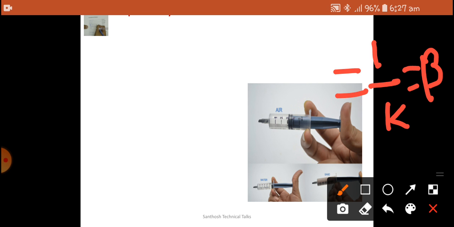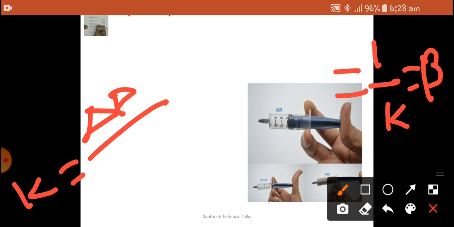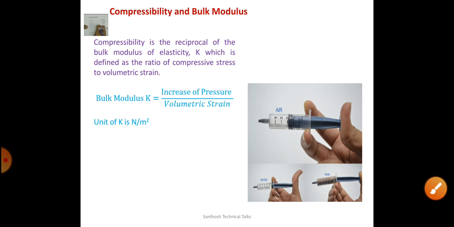So what does it mean? Bulk modulus K is the direct stress or hydrostatic pressure to the volumetric strain, that is the change in volume per original volume. This is the formula for the bulk modulus. The compressibility is the reciprocal of the bulk modulus of elasticity K. It is defined as the compressive stress to the volumetric strain, or for bulk modulus we can say the increase in pressure to the volumetric strain, as I have given already.